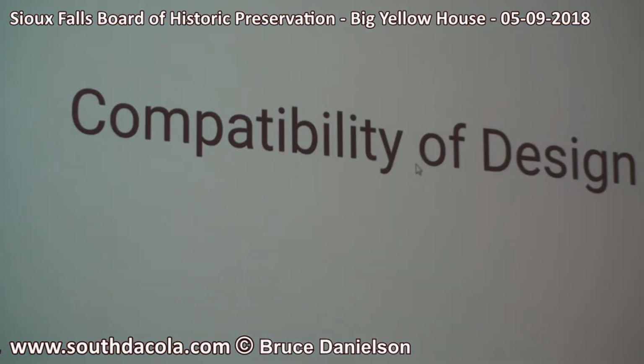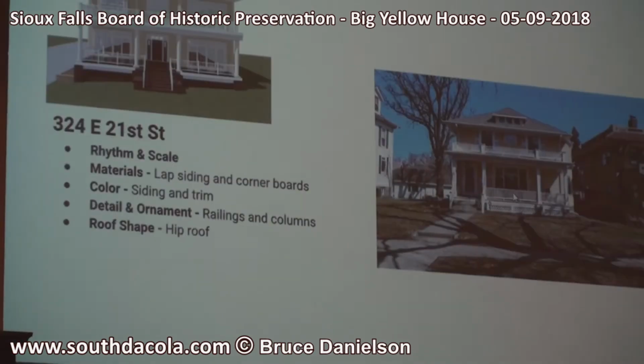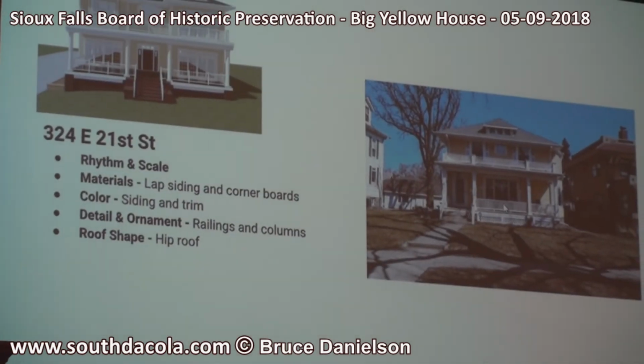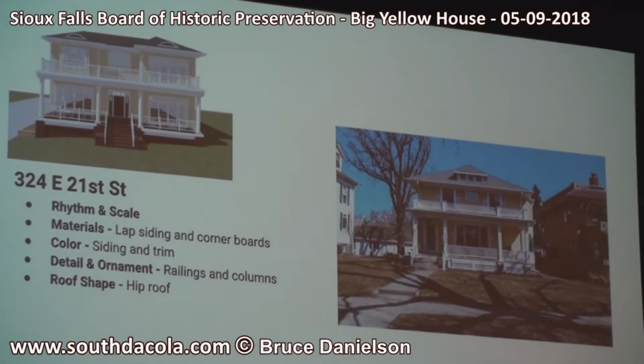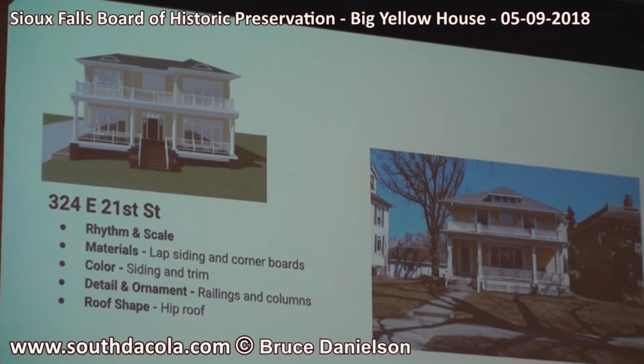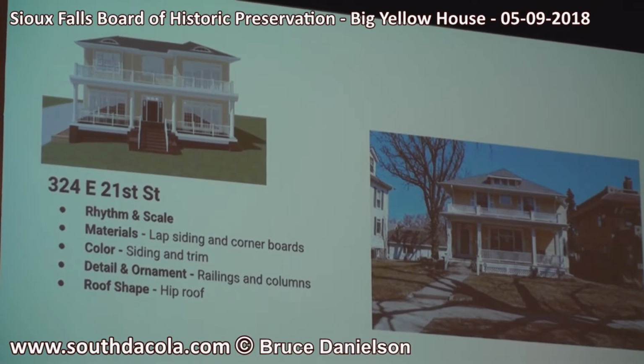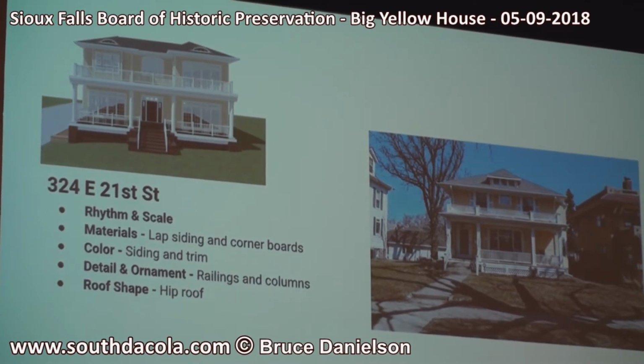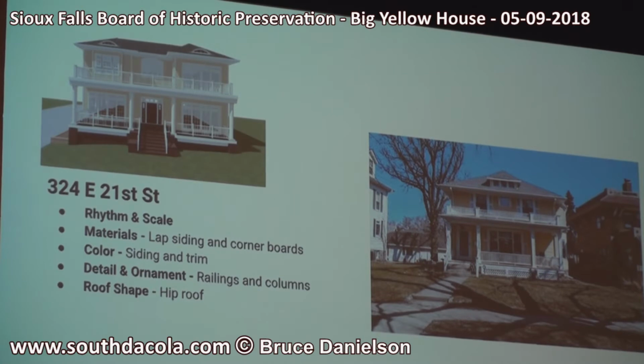So I want to discuss the standards. Compatibility of design. We feel like the home is very compatible with other homes in the district. We're going to touch on a few of them here. 1324 East 21st Street. This is a picture of this home here. We feel like the rhythm and scale is similar between the two homes. The materials are very similar between the two. Color, railings, and roof shape are very similar. This home actually originally had round columns, which we'll reference in a different picture, which makes the home feel very similar between the two.